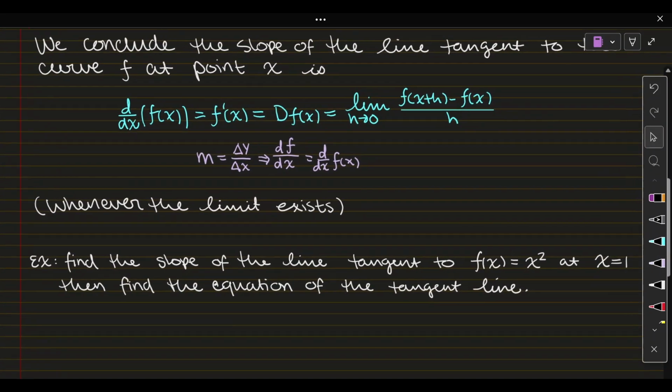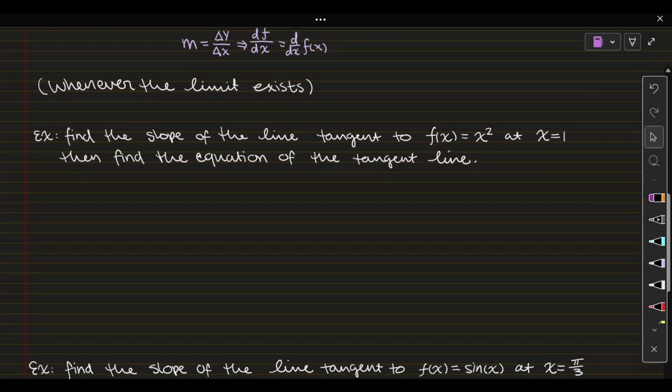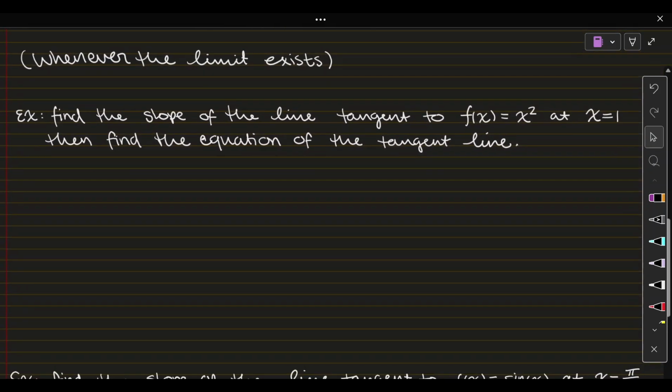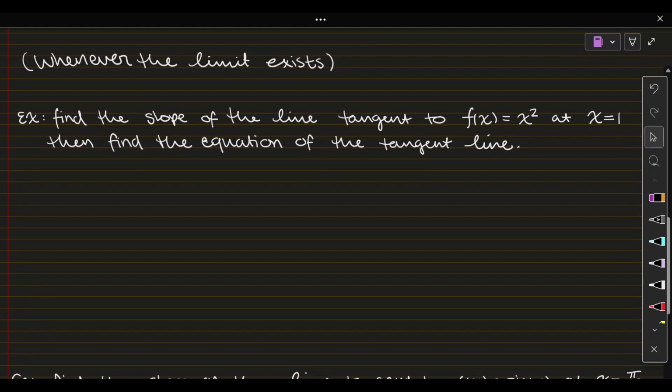So let's work some problems. Let's find the slope of the line tangent to f of x equals x squared at x equals 1, and then find the equation of the tangent line. In order to find the derivative, we need to use the difference quotient. So my f of x is equal to x squared, and for my f prime of x, we take the derivative first. We form the difference quotient and take the limit first, then we plug in later. Always take the derivative first, then plug in later.